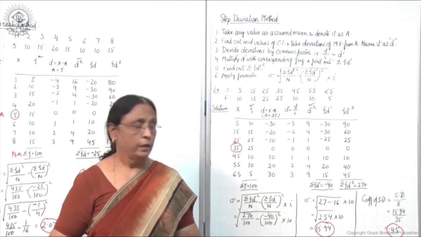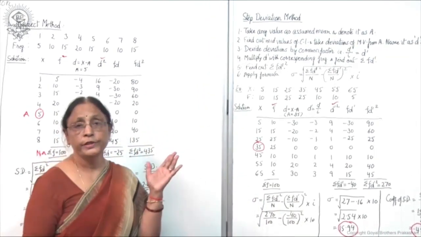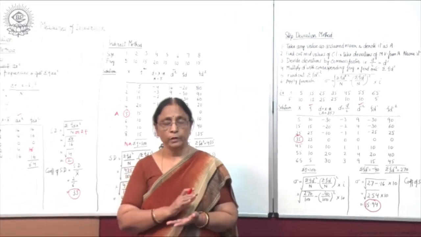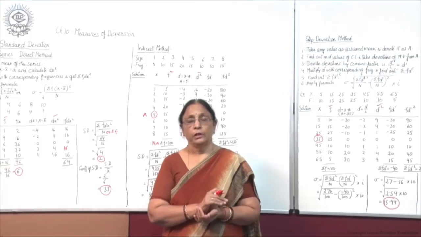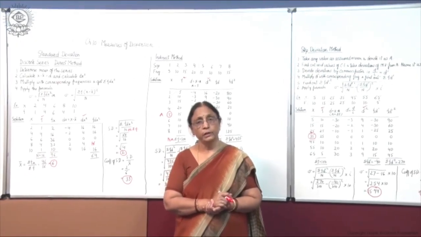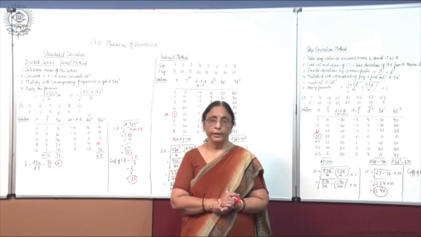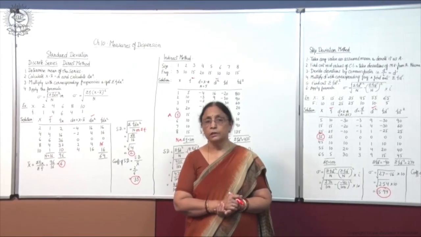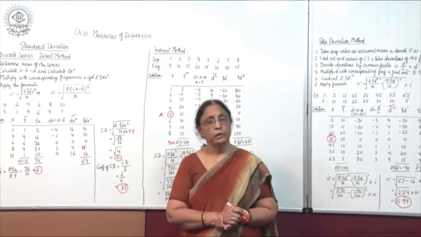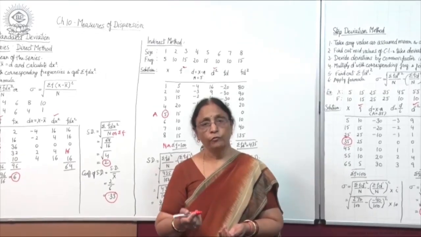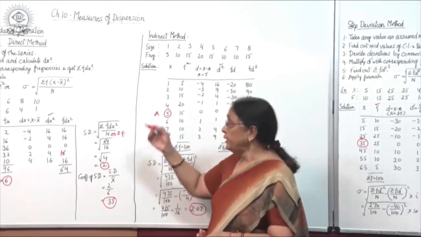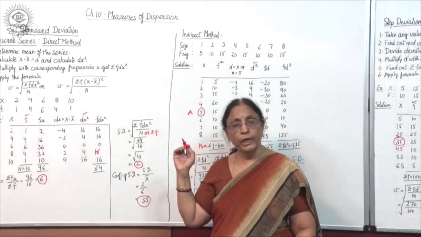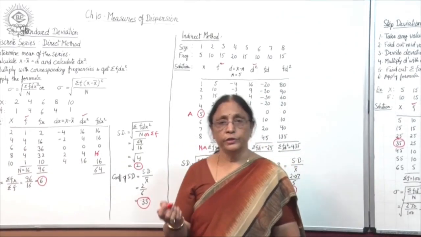So in this way, the calculation of discrete series you have learned by three methods: direct method, indirect method and step deviation method. Now this is your choice, which method you find more suitable for which type of data, and accordingly you can select any of the methods out of these three to do the calculation of standard deviation in discrete series.